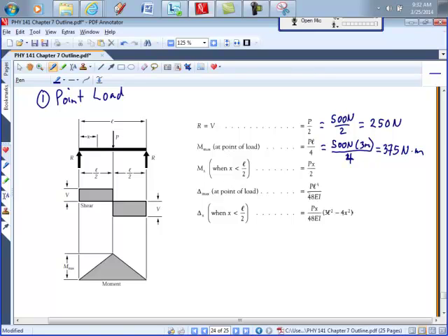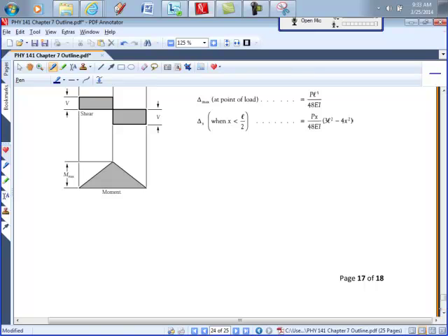I also have equations of the moment as a function of x, and also the deflection and the maximum deflection. I can't figure that out because I don't know the elasticity or the moment of inertia. All right. So that's basically all I can get from the point load. That's all I need.